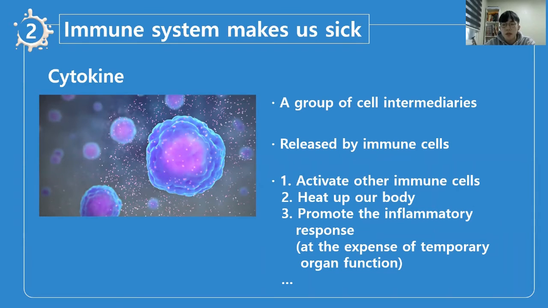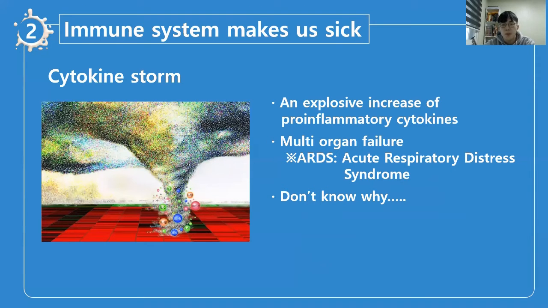However, cytokine can be a weapon to harm our body by the phenomenon called cytokine storm. Cytokine storm means an explosive increase of pro-inflammatory cytokines. As inflammatory reactions temporarily hinder organ functioning, cytokine storm is very fatal. Normally, it results in multi-organ failure, and when respiratory organs are damaged, a human can have ARDS, acute respiratory distress syndrome. Then, what is the reason for cytokine storm? Actually, no reason has yet been revealed.